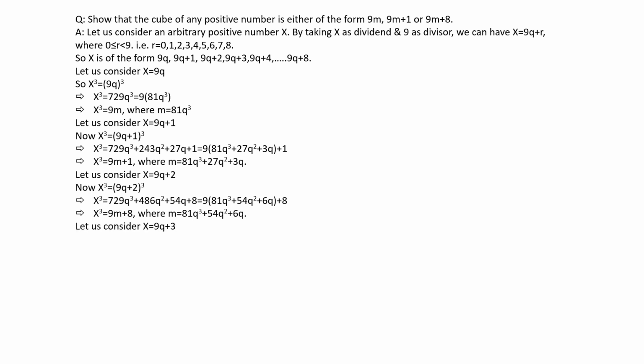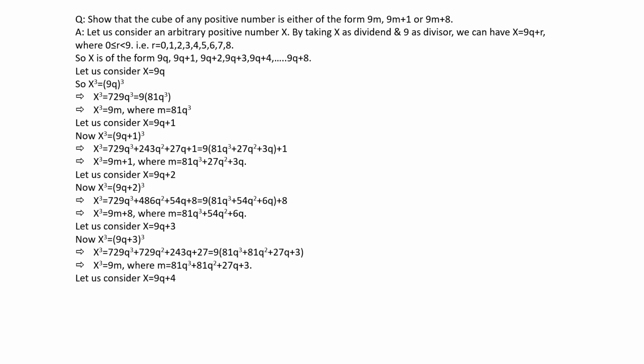Let us consider x equals 9q plus 3. So x cube equals 9q plus 3 whole cube, or on expansion we get x cube equals 729 q cube plus 729 q square plus 243 q plus 27. Taking 9 common, we get 9 into bracket 81 q cube plus 81 q square plus 27 q plus 3. That means it can be written as x cube equals 9m, where m equals 81 q cube plus 81 q square plus 27 q plus 3.